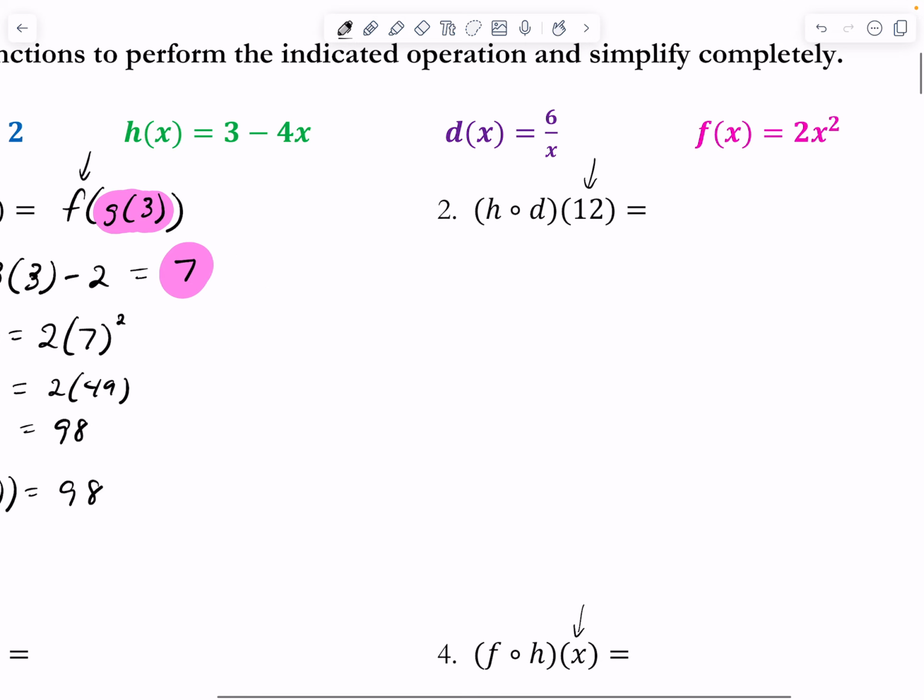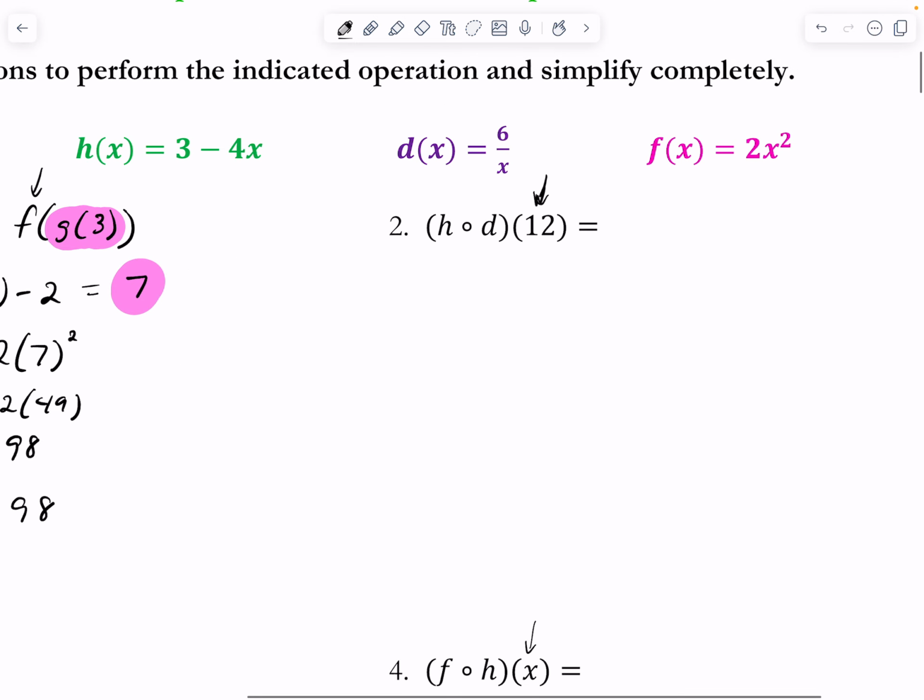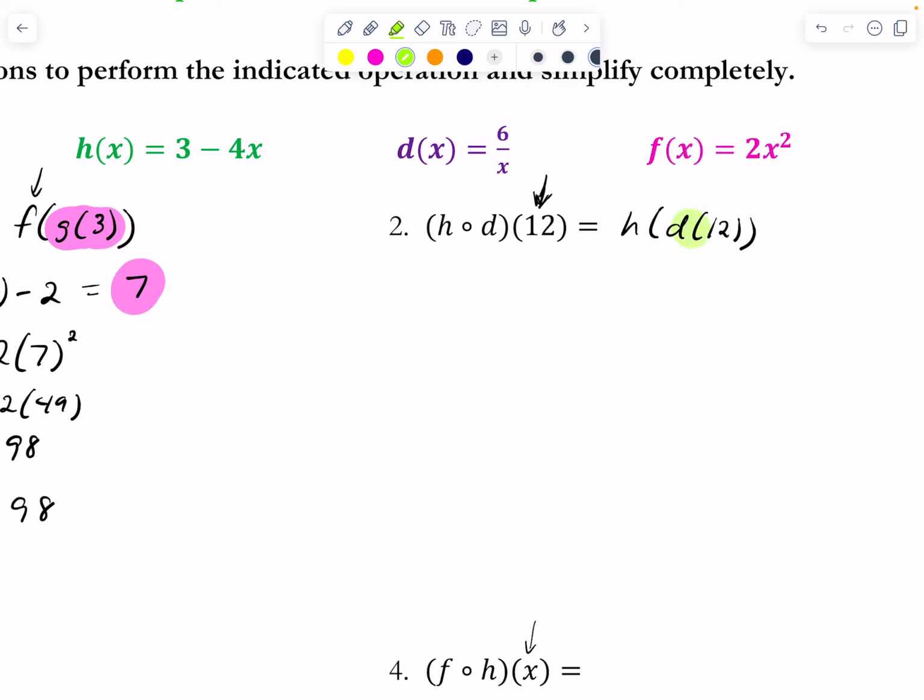Let's do number 2. Number 2, you can see that we have that number there. So h of d of 12. Like before, I'm just going to focus on the inside part here, which is d of 12, and ignore that h to start. So d of 12 is going to be 6 over 12, which reduces to 1/2, or 0.5.